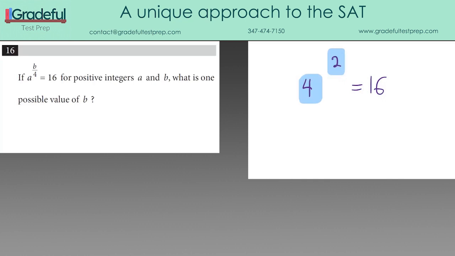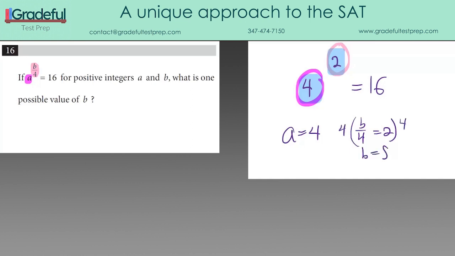And so doing this, that would mean that the thing in the A spot is 4. So according to this set of numbers, we have A equals 4, and the thing in the B over 4 spot, well, that's our 2. So we can say B over 4 equals 2. Multiplying both sides of that by 4 to get rid of the denominator, we'll get B equals 8. So what's one possible value of B? 8. And there were a few different numbers that would have worked there.